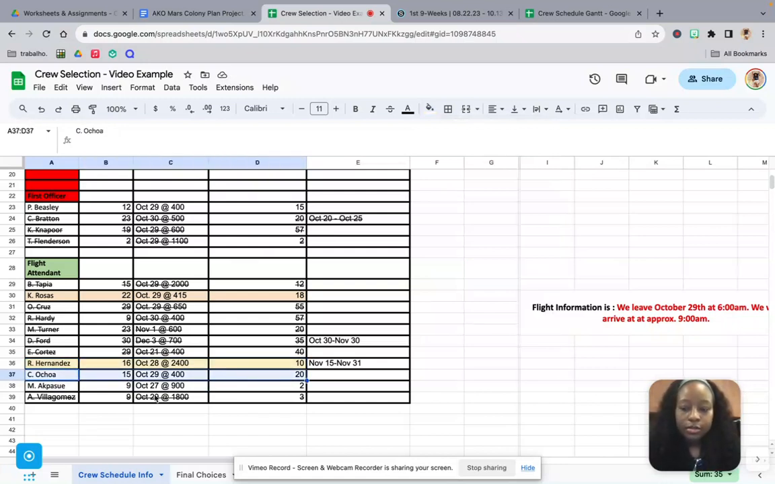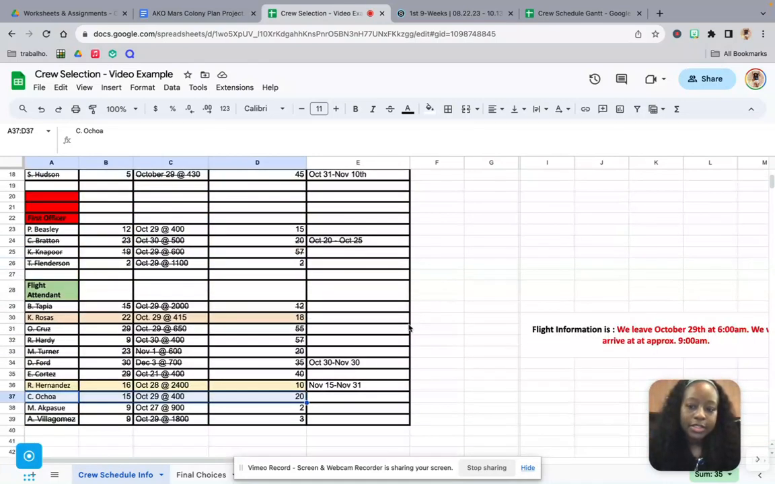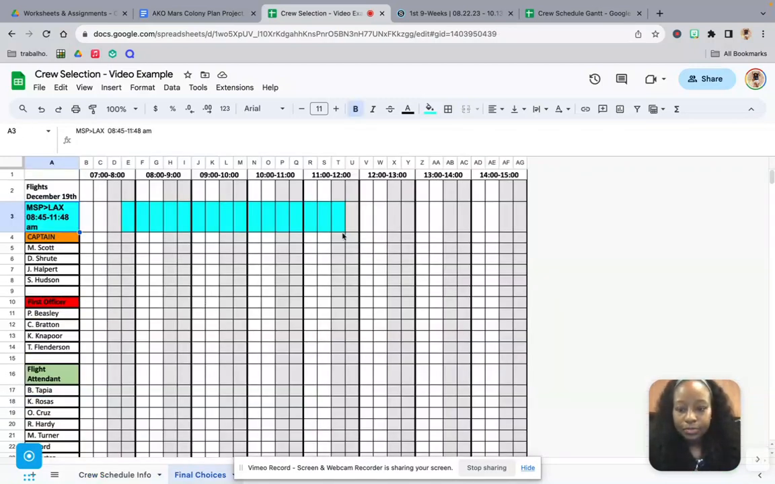And then Ochoa, they're available that day, October 29th at 4 a.m. So the perfect answer would be K. Rosas and R. Hernandez based on our rules, based on seniority and the process of elimination. But if we needed a backup, say our crew selector needed a backup, our backup could possibly be Ochoa. So we could have 3 choices, but we only need 2.